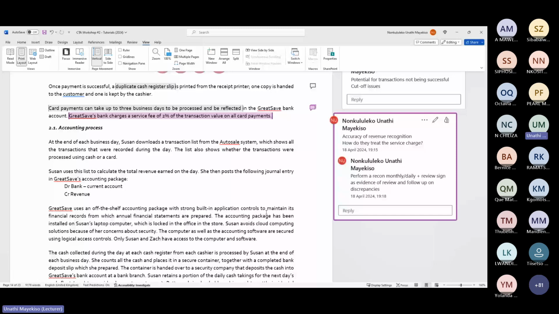Debit bank current account, credit revenue. Great Save uses an off-the-shelf accounting package with strong built-in application controls to maintain its financial records from which annual financial statements are prepared. The accounting package has been installed on Susan's laptop, which is locked in the office in the store, and Susan avoids cloud computing solutions because of her concerns about security. The computer as well as the accounting software are secured by using logical access controls. Only Susan and Zach have access to the computer and software.